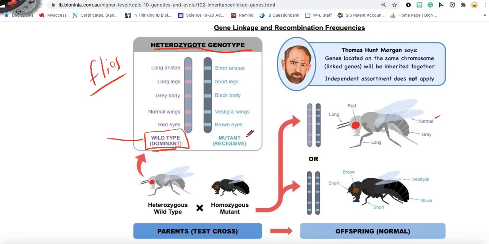But then you have some mutant recessive flies where they have short little aristae, they have short legs, and they have a black body. They have vestigial wings. Vestigial means that they're just smaller. And they have brown eyes. So this is what they call the mutant recessive. So you could potentially cross, and this is what Morgan did, a heterozygous wild type versus a homozygous mutant to see what type of offspring you would get. And this is some of the genetic problems that we're going to start observing in the next video, and I'll work out some of them in the next video.